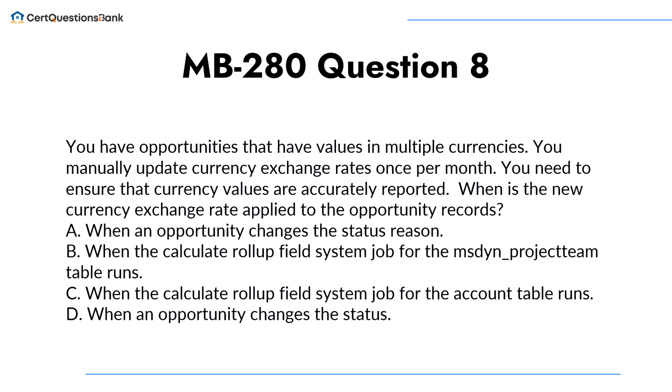You have opportunities that have values in multiple currencies. You manually update currency exchange rates once per month. You need to ensure that currency values are accurately reported. When is the new currency exchange rate applied to the opportunity records? A. When an opportunity changes the status reason. B. When the calculate rollup field system job for the MSDYN_project team table runs. C. When the calculate rollup field system job for the account table runs. D. When an opportunity changes the status.